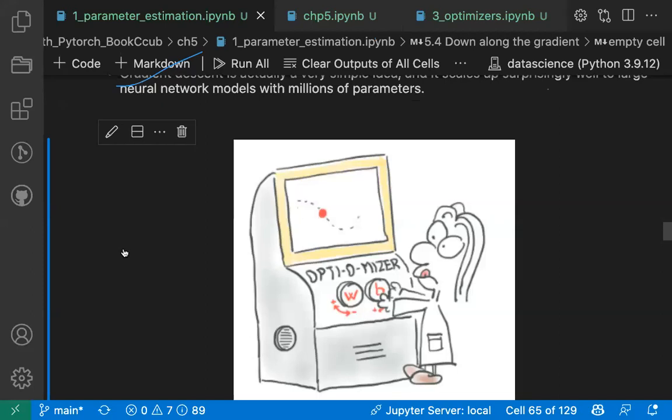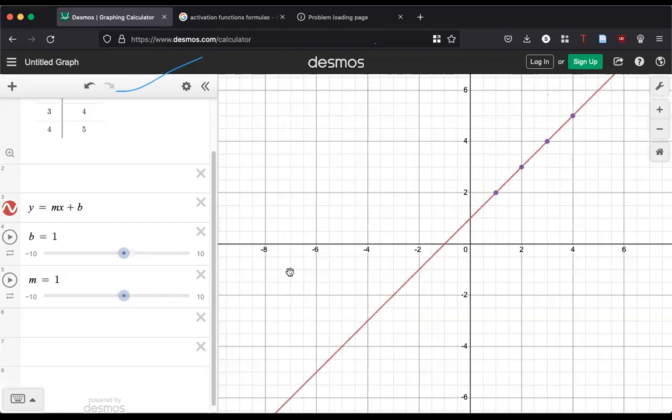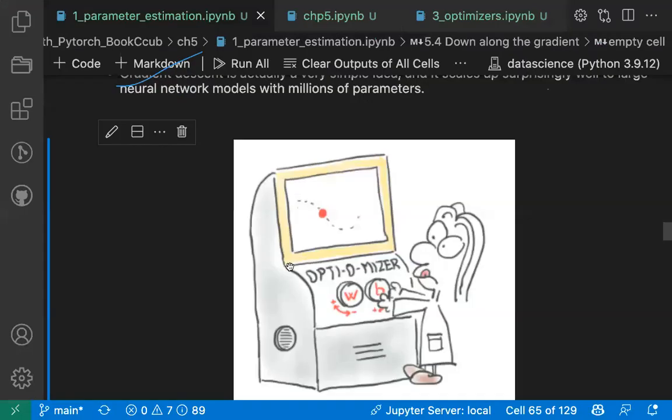M is the gradient, right? We need to find which direction we need to go to make our model land better. So how can we do that? There is an algorithm that does that, called gradient descent. We will optimize the loss function with respect to the parameters using gradient descent. It's actually a very simple idea that tries to find the smallest values for our W and B.